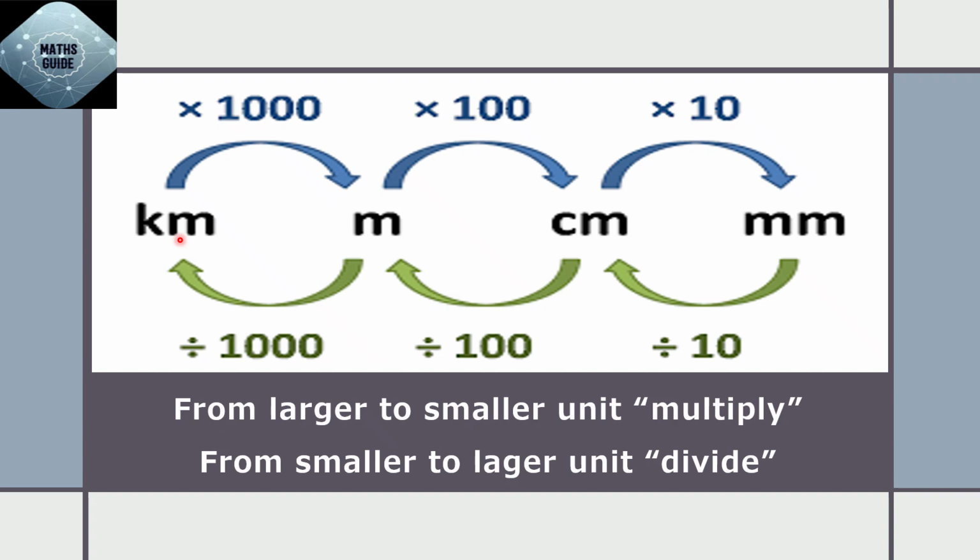To move from kilometer to meter or centimeter or millimeter, we will always multiply. And to move from smaller unit to larger unit in backward direction, like from centimeter to meter or from meter to kilometer, we will always divide.